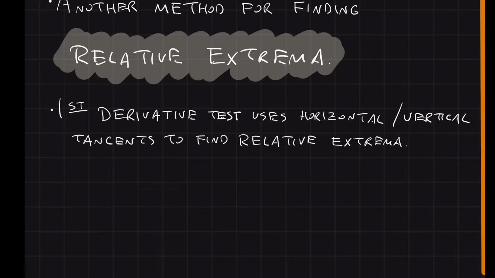When we used the first derivative test last week, we were using horizontal or vertical tangents to try to find the relative extrema. If we had a horizontal tangent, that means that the derivative was equal to 0 at that point. If it was a vertical tangent, that means that the derivative was undefined at that point. So the derivative did not exist.